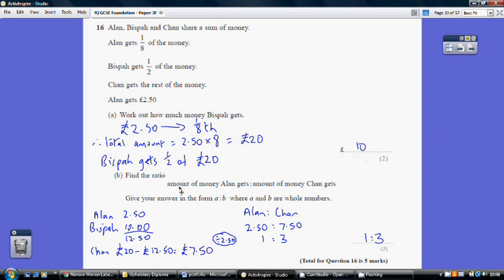Now for part B, find the ratio of the amount Alan gets to the amount of money that Chan gets. So Alan gets the £2.50. Now Chan gets the rest of the money, so we need to work out what the rest of the money is. So £20 in total. Alan got £2.50, Bisbar got the £10, so Alan and Bisbar together got £12.50, so Chan got 20, take away the £12.50, which is £7.50. So Alan gets £2.50, Chan gets £7.50. Simplifying this ratio, we get 1 to 3.